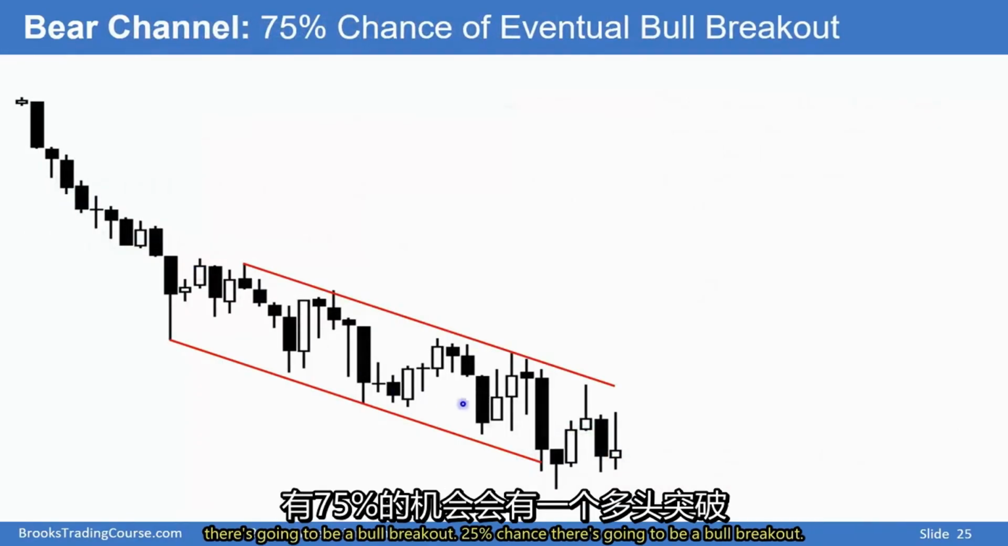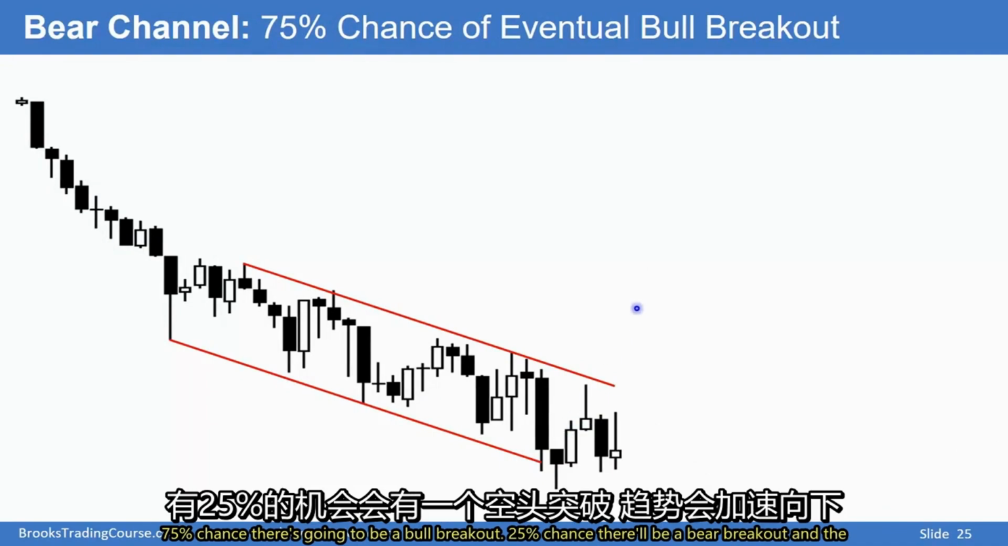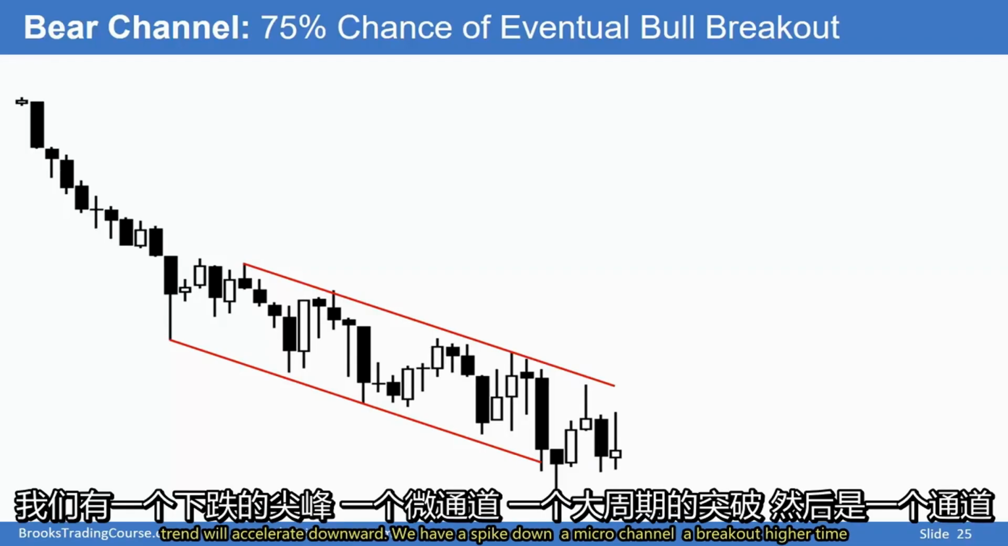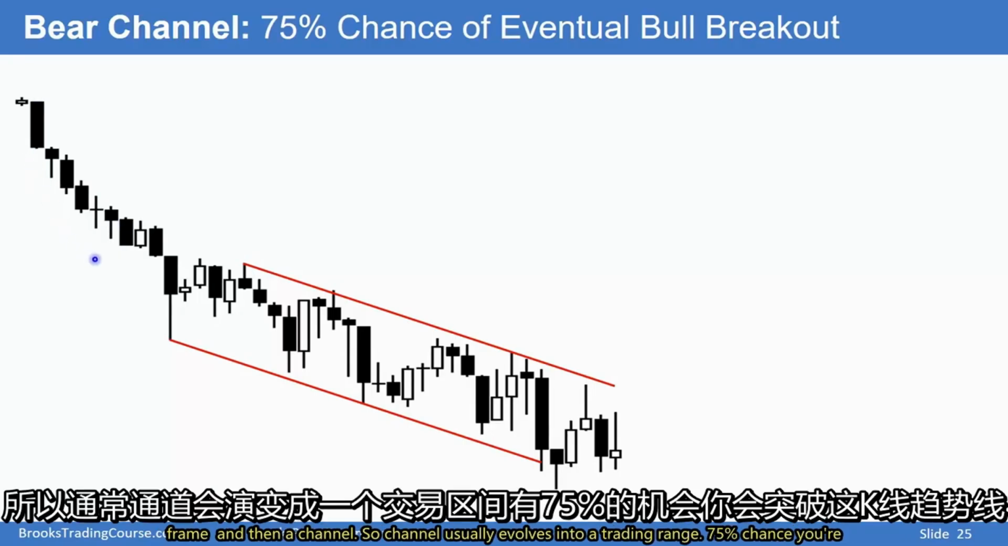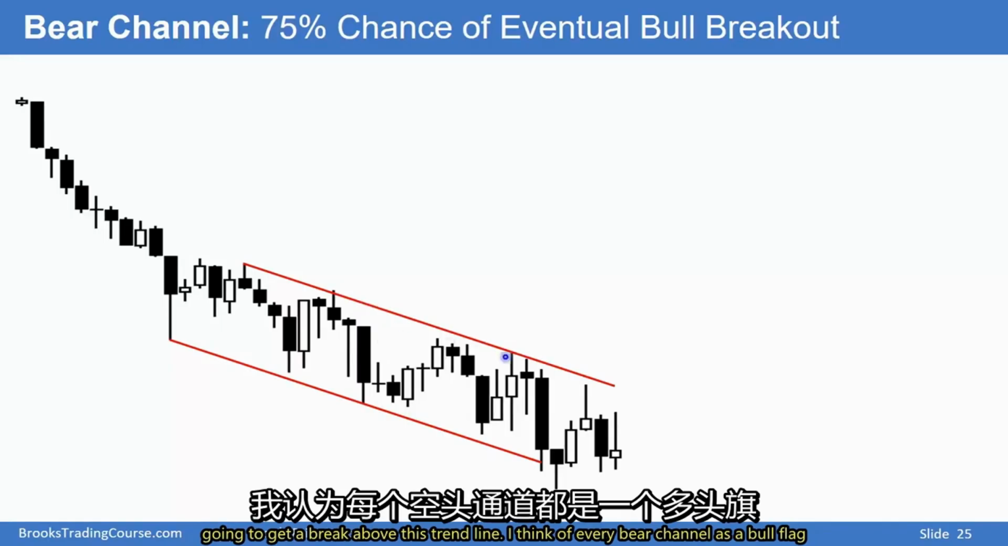When I see a bear channel, I immediately think bear channel, bull flag. 75% chance there's going to be a bull breakout. 25% chance there'll be a bear breakout and the trend will accelerate downward. We have a spike down, a micro channel, a breakout, a higher time frame, and then a channel. So a channel usually evolves into a trading range. 75% chance you're going to get a break above this trend line.